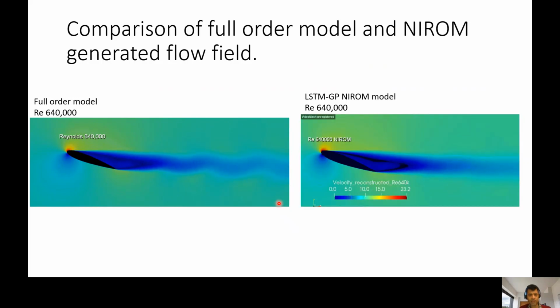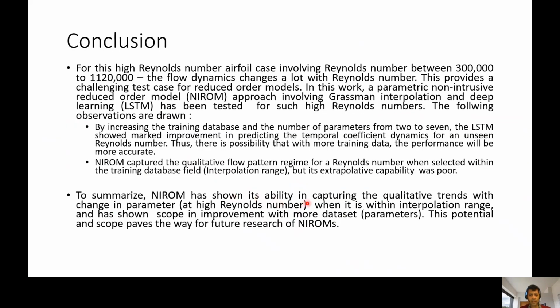So overall, we can conclude that NIROM has shown its ability in capturing the qualitative trends with change in parameter at high Reynolds number when it is within the interpolation range, and it has shown scope for improvement with more datasets. The potential that it has shown and the scope paves the way for future research on NIROMs.